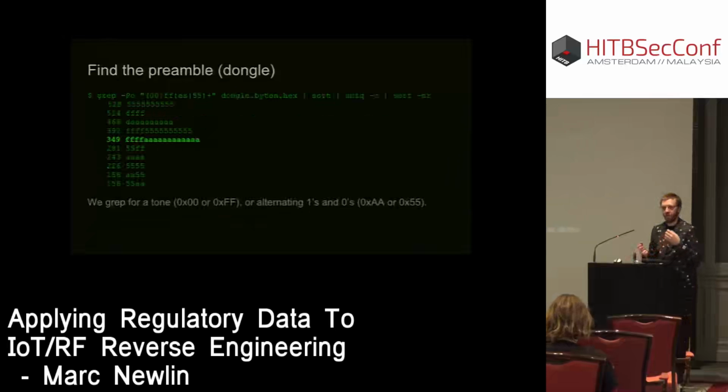So a preamble is often going to be a tone, which would show up as 00 or FF hex bytes. It also might be alternating ones and zeros, which shows up as AA or 55 hex characters. And so we start by simply grepping for repeated sequences of those characters and seeing what shows up in a repeated manner. And in this case, we have a 4F followed by 12 A's, which shows up as the longest repeated sequence, quite a few times. And so we can make an assumption that that is likely the preamble that the dongle is sending out with its sync packets. We don't know that for sure, but it's probably a safe assumption.